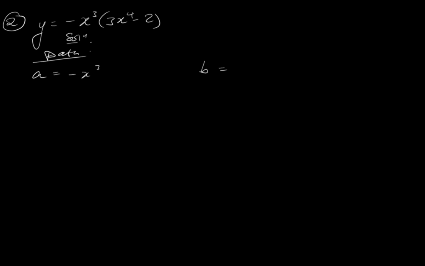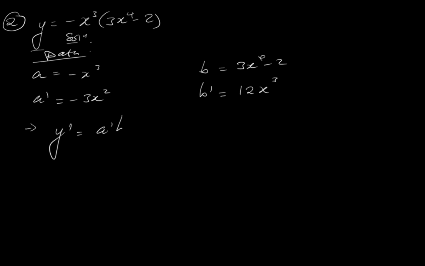And b is the second function that you recognize having the x variable, which is 3x to the 4th minus 2. Now then, solve for a prime. Here in our case it will be minus 3x squared. And solve for b prime, which will be 12x to the 3rd. From there, apply the rule. Since you're having y, I'll just say y prime is equal to a prime b plus b prime a.